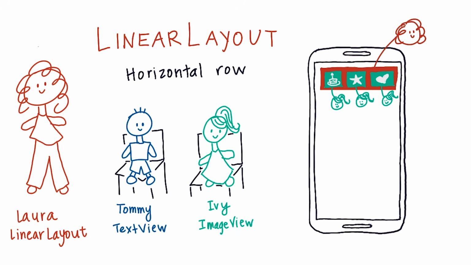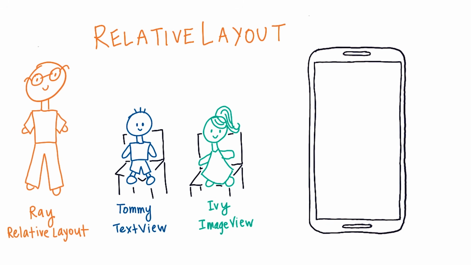Okay, and that's it for a linear layout. Pretty straightforward, right? You can arrange children in a vertical column or in a horizontal row. And then we have Dad, the relative layout.